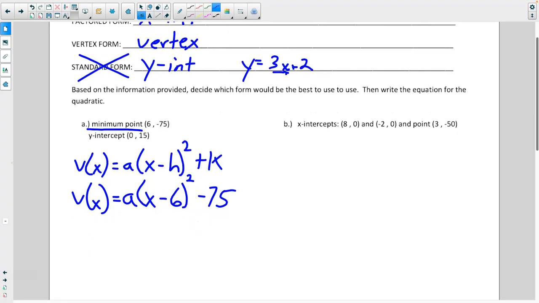So we've now plugged in to figure out part of the problem. We have to figure out what a is. So now we have to plug in a point. Okay? So you got x, you got y. So 15 goes over here. I got a, x is going to be 0.